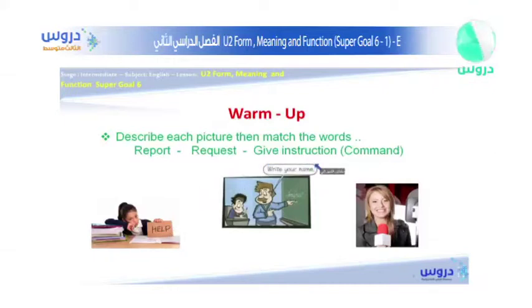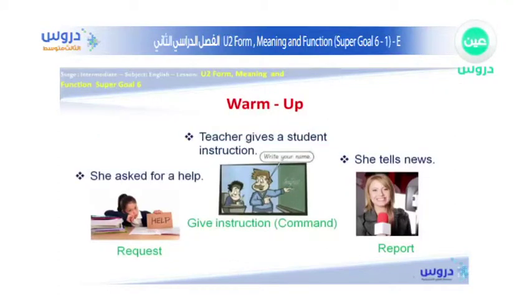Beautiful. Okay. Giving instruction. As you see, the teacher is giving instruction to the student. Okay, so he's saying, write your name. Beautiful. Thank you very much. Excellent. So we can say, she asked for help. Number two, the teacher gives a student instruction. And the third one, she tells news.